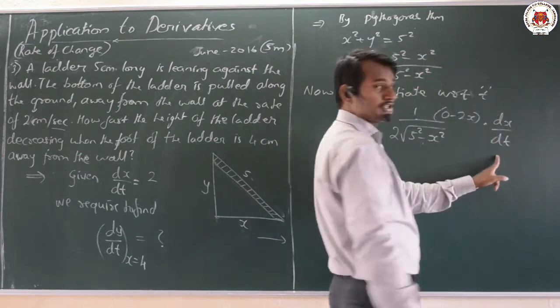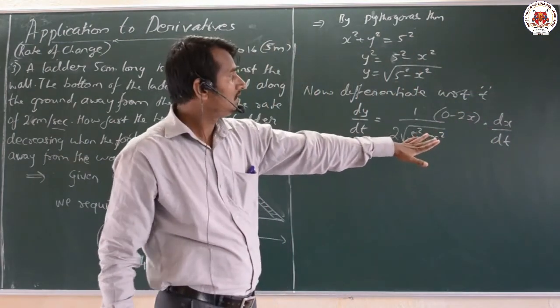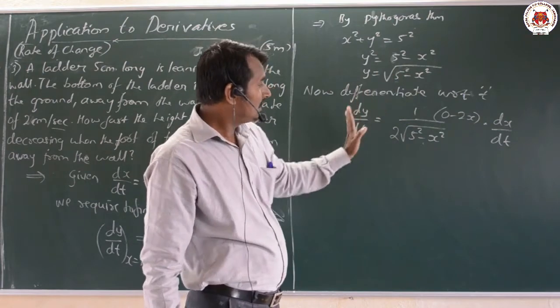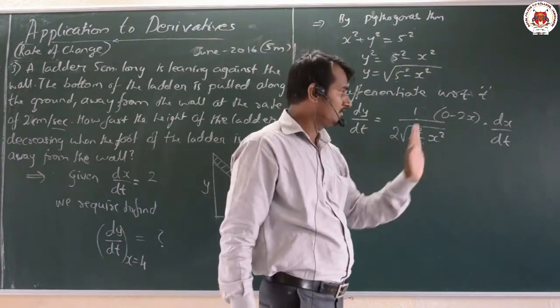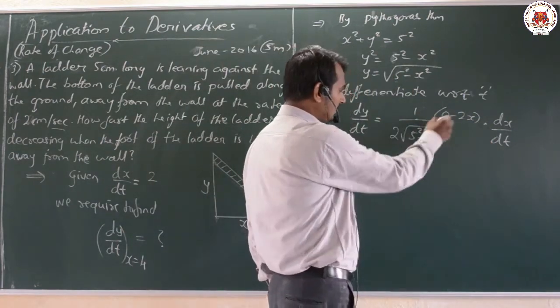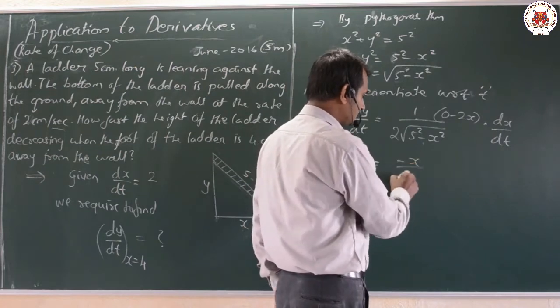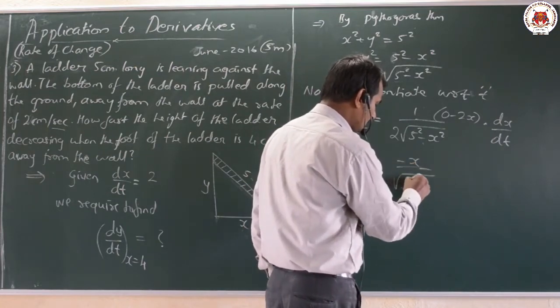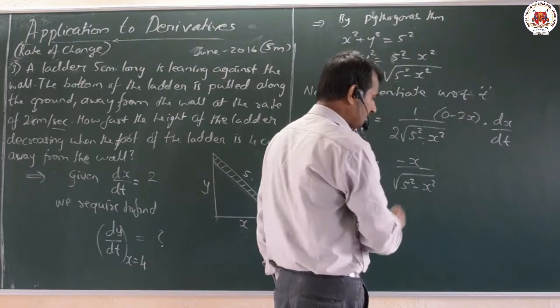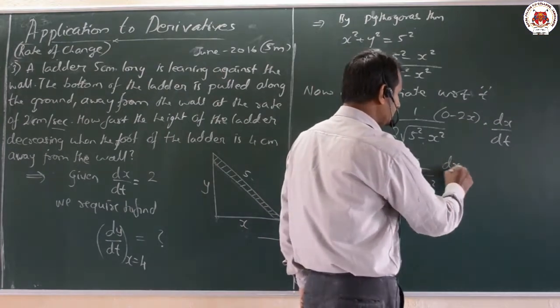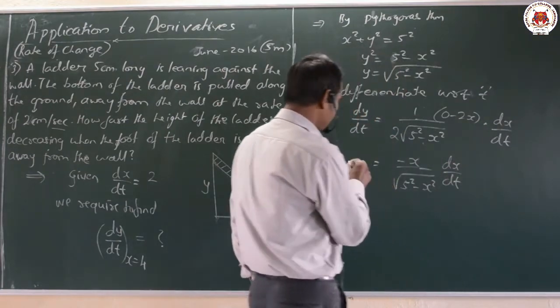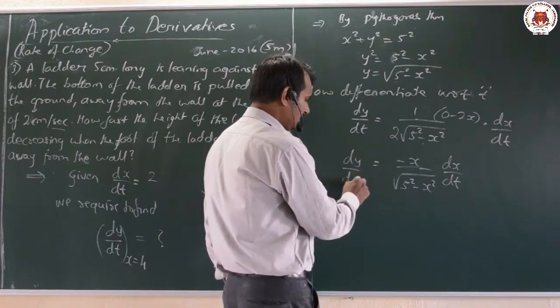This is very, very important, students. Why is it important? Because here x and y both are dependent on t. Now we can observe that 2 gets eliminated. The remaining part is minus x divided by root of 5 square minus x square, into dx by dt. That is nothing but the dy by dt value.